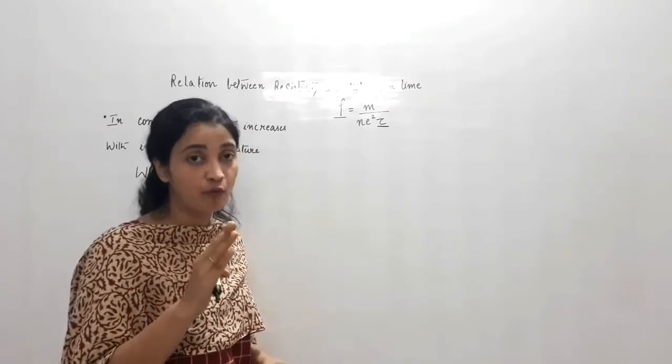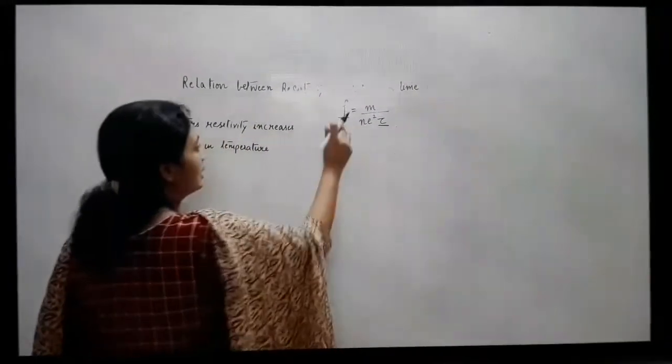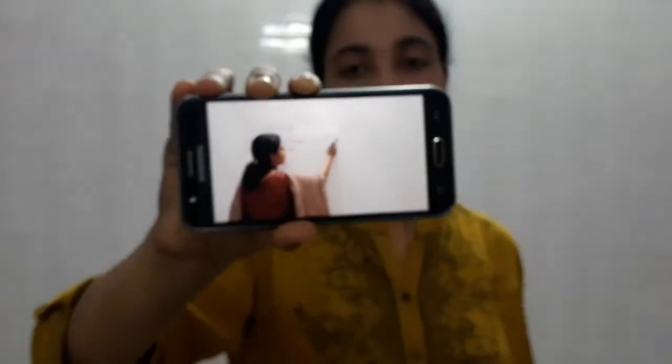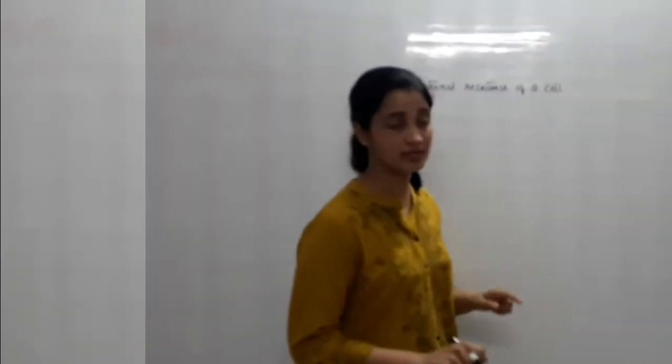Collisions. It is the time of rest. It is the time in which the electron is not undergoing any of the collisions. So it is the relation between resistivity and relaxation time that helps us understand the increase in current. And today we will study the internal resistance of a cell.